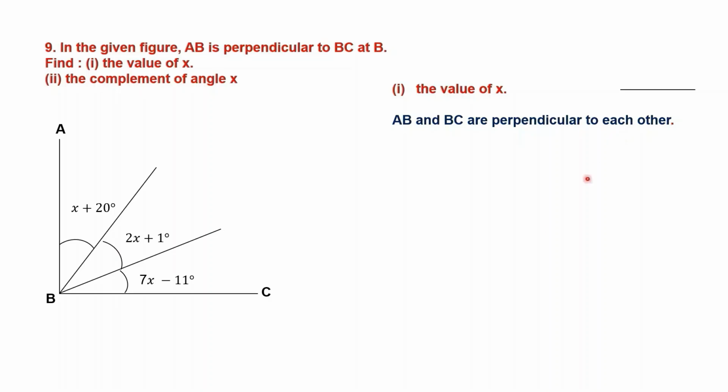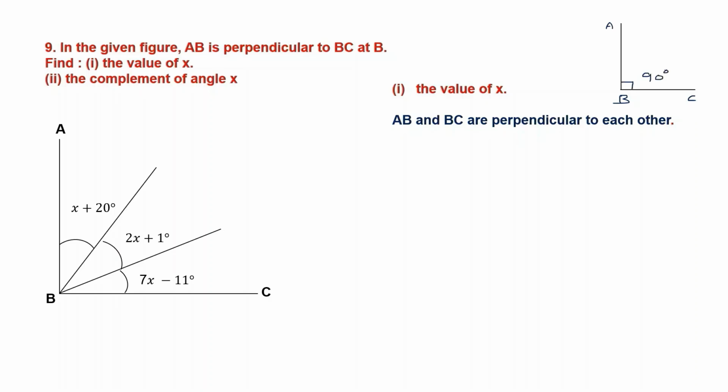Okay, let's draw a line BC. Let's call this BC. And suppose I draw another line just above it like this, going straight above, and I name it A. Now this line AB and the line BC are said to be perpendicular to each other when it's drawn like this. So when two lines are perpendicular to each other, the angle that is formed between them will always be 90 degrees. So this angle will be 90 degrees.